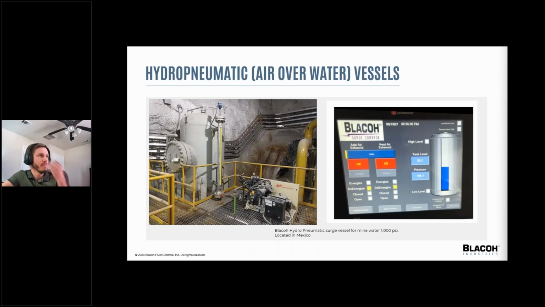Here's an example. This one's high pressure. This one's actually in a mine for mine water, 1,000 psi in Mexico. You can see the guided wave radar transmitter up here and the sight glass to view the liquid level. The air line comes from the compressor and goes behind the vessel. You can't see it, but there are solenoid valves and then it goes back into the top of the vessel here.